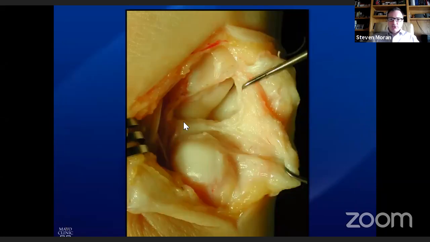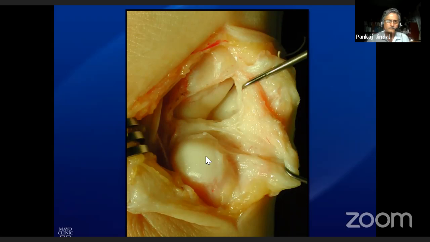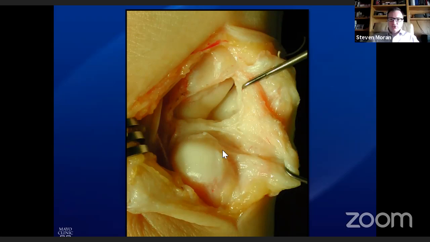If you open that up, you have a clear definition between your ulnar head, your TFCC, your fovea. This would be the exposure I would use in the first talk you heard me showing those open repairs of the TFCC. And then up here is going to be your lunate and your triquetrum, and the potential for an LT injury will be up here.